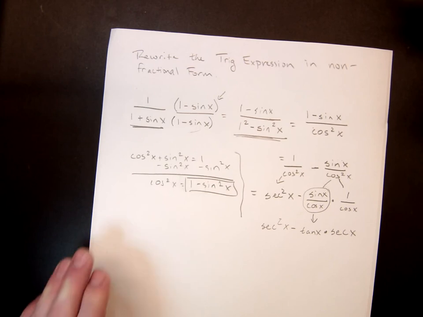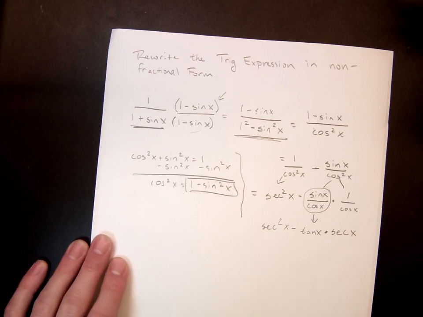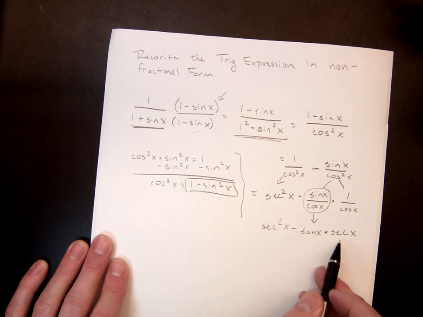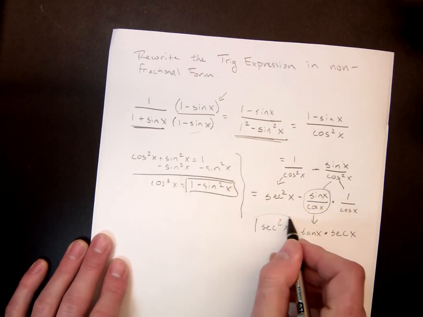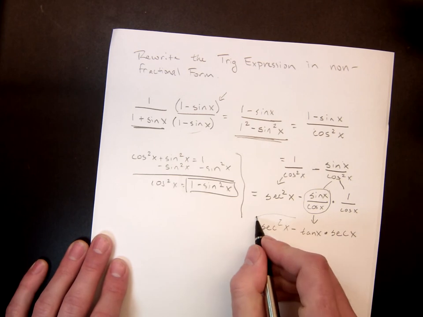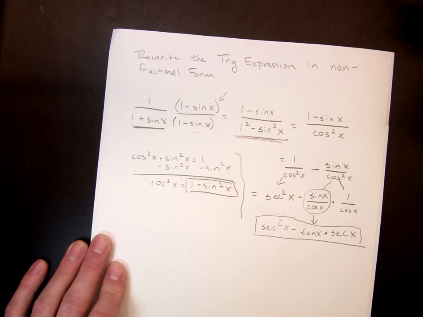If we were really feeling like doing some extra work, obviously this has the greatest common factor of secant. There's no real point in factoring it at this point since they simply said to simplify it. So in this case we would in fact be done.